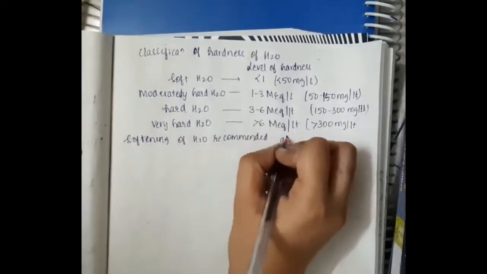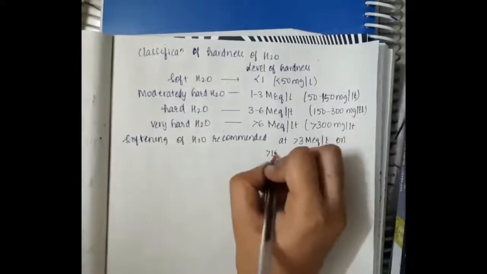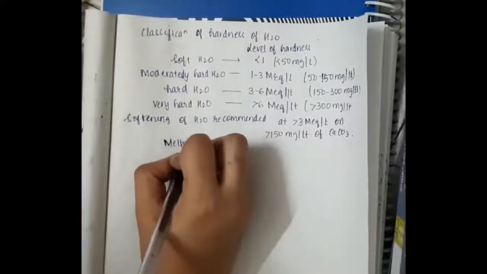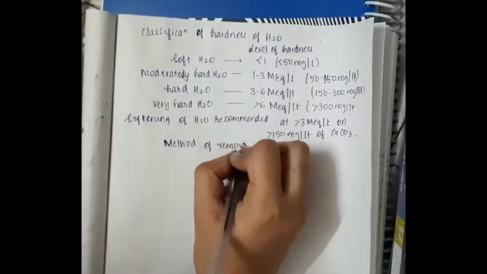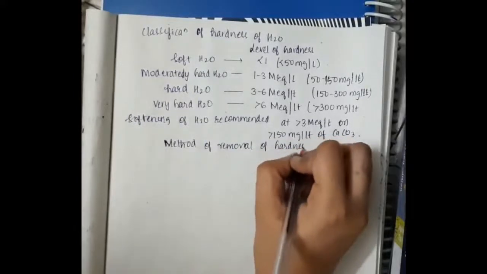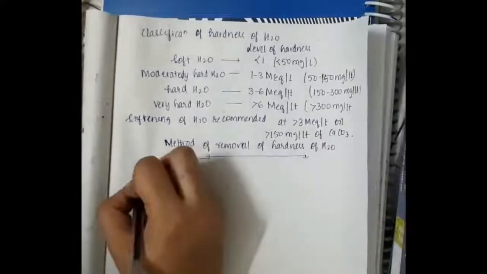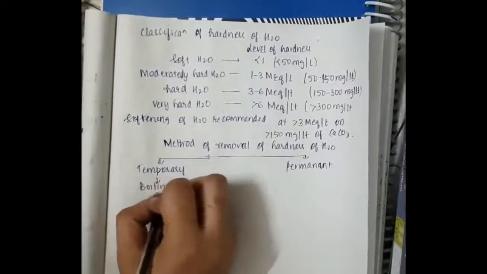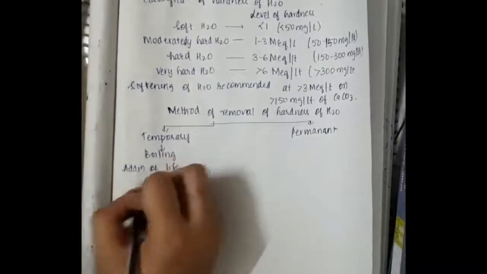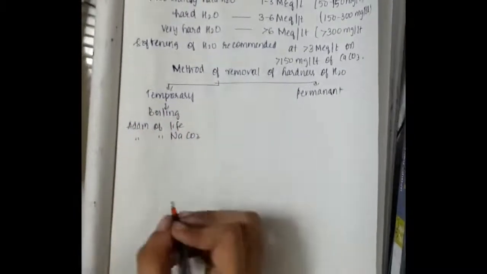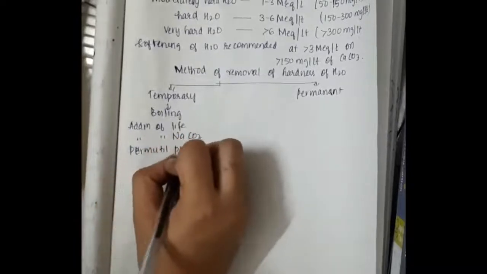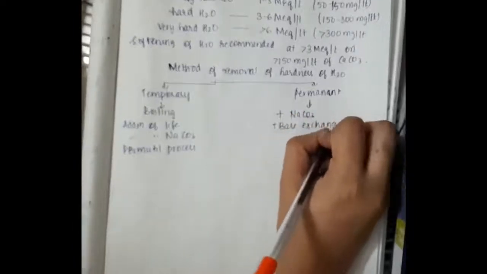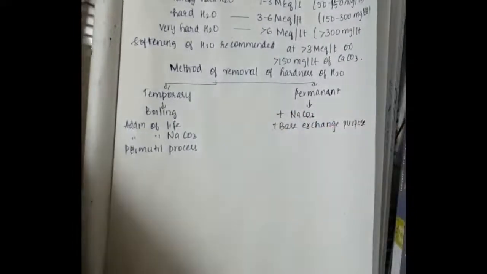Softening of water is recommended at more than 3 milliequivalent per liter, or more than 150 milligram per liter of calcium carbonate. How are you going to remove the hardness? Removal of hardness of water can be done in two ways: one, the temporary method, and second, the permanent method. The temporary method includes boiling, addition of lime, addition of sodium carbonate and the permutit process. In permanent removal of hardness of water, we have sodium carbonate and base exchange process.